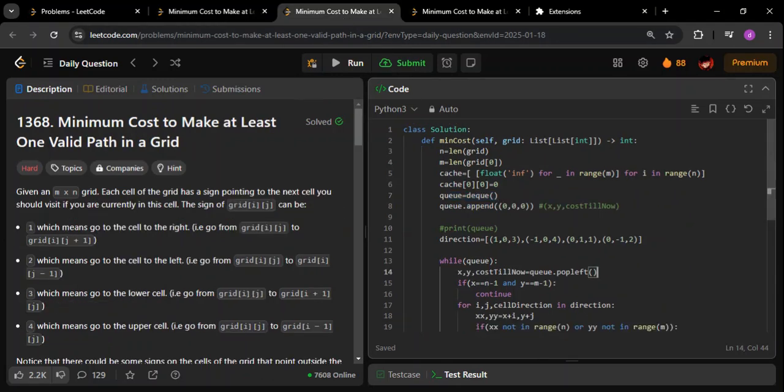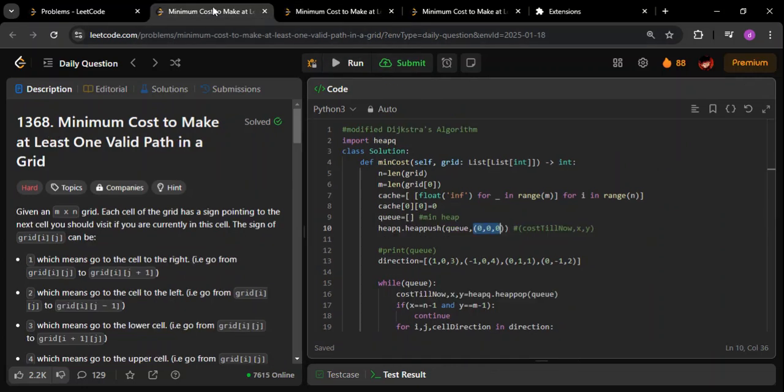See this part. If you see, the first value was x, y, then the cost till now. But here we'll have to change the stuff. The first one will be cost till now and the rest will be x and y. Why do that? Because the sorting will happen based on this. The idea here is the leftmost value in the heap is going to be the one which has the lowest cost. For that reason cost has to be the first element inside the element.